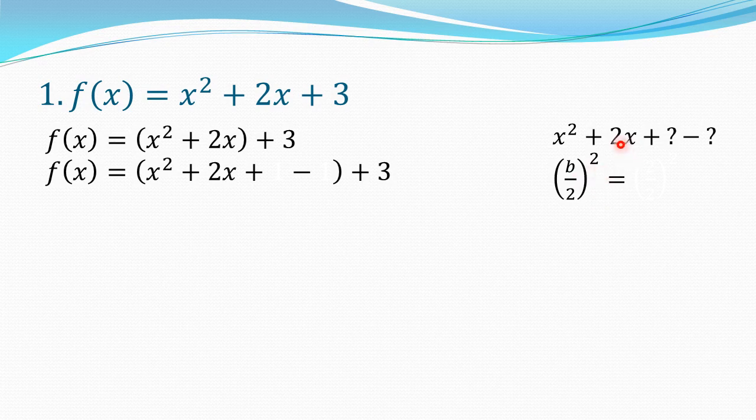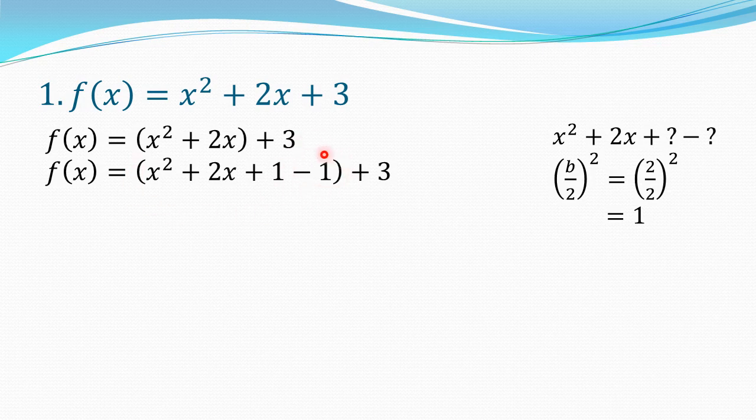So what is your b here? Your b would be this 2. So that's 2 over 2 quantity squared. We just exchange the b with 2. So you just get 1, because 1 squared is 1. So this is what we add and subtract over here, and your square would be complete here.